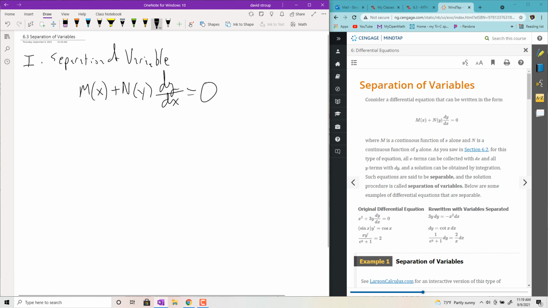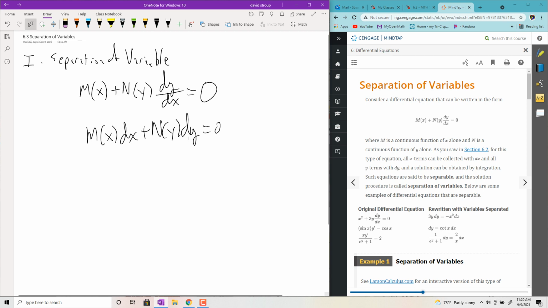It needs to be in this form. Usually when I see them, it's not even like this. It's more like some stuff on one side, some stuff on the other. There's something called a differential form. Sometimes you'll see in the book or in class where they multiply everything by dx, and you get M of x dx plus N of y dy equals 0. So don't let that scare you or confuse you. It's nothing to worry about.